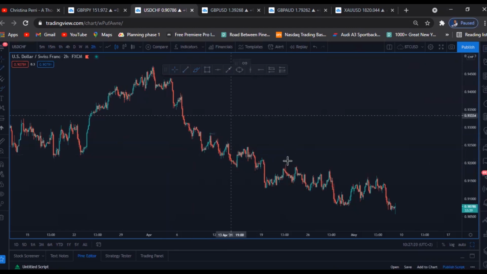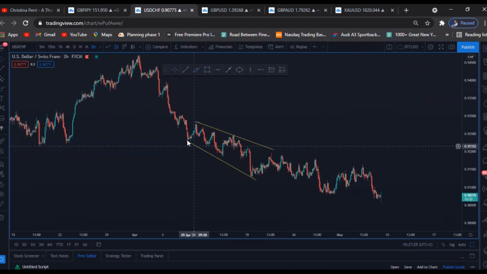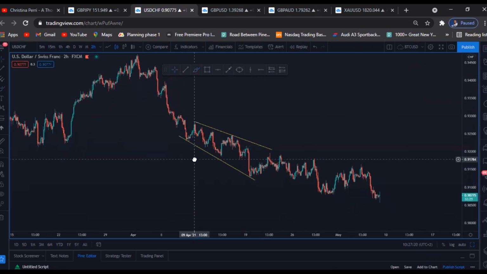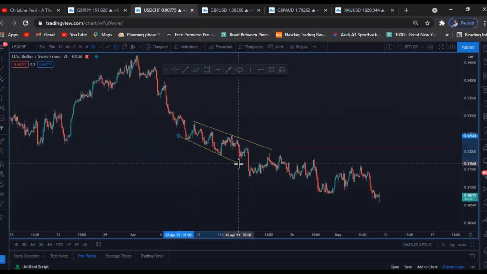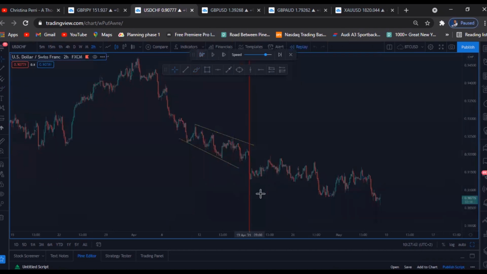I can draw my trend line here, and then draw my trend line below as well. So now you can see that we have our trend line here. Okay, for the first time, you can draw your trend line like this. You can draw your trend line like this. So now we have something like this. Let me just get my replay button.